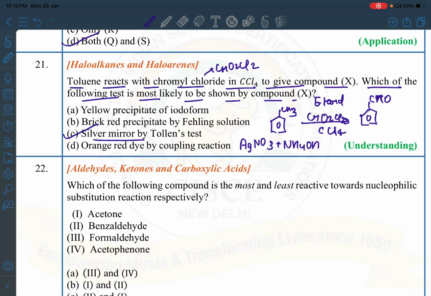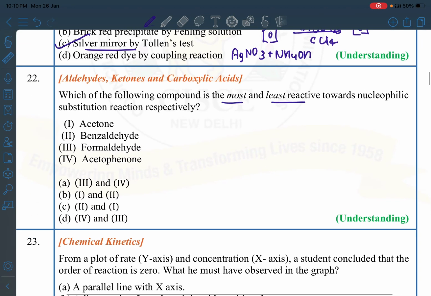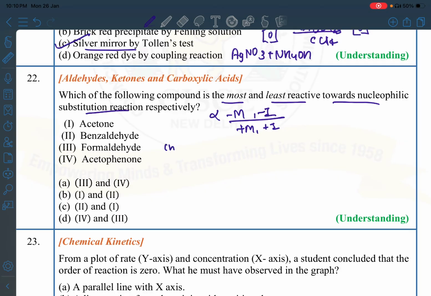Now, next question: which of the following compounds is most and least reactive towards nucleophilic addition reaction? Nucleophilic reactivity is directly proportional to the minus M and minus I groups, and inversely proportional to the plus M and plus I groups. So firstly we have acetone. Acetone is CH3COCH3, where we have 2 plus I groups.